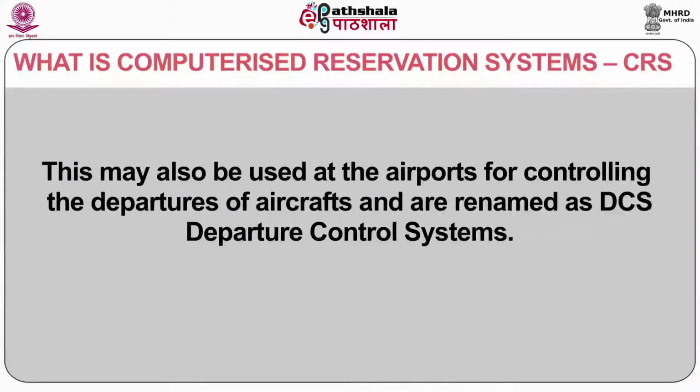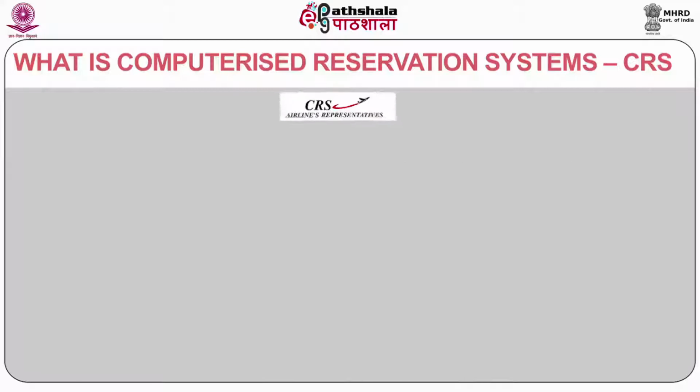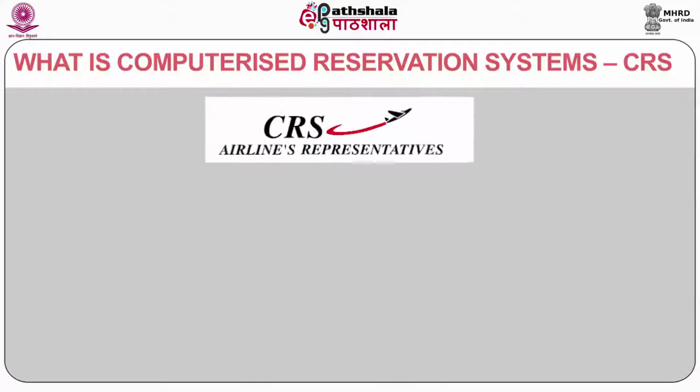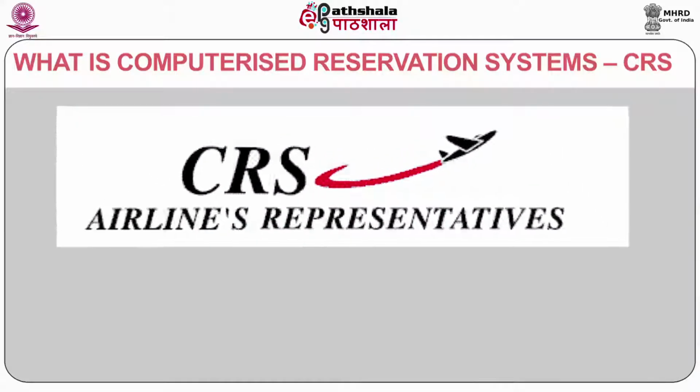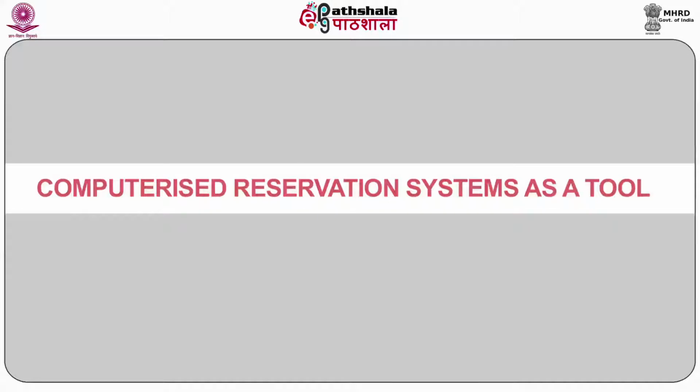This may also be used at airports for controlling the departures of aircraft and is renamed the Departure Control System or the DCS. In cargo, these CRS or GDS look into space inventory and space management. Computerized reservation systems as a tool.